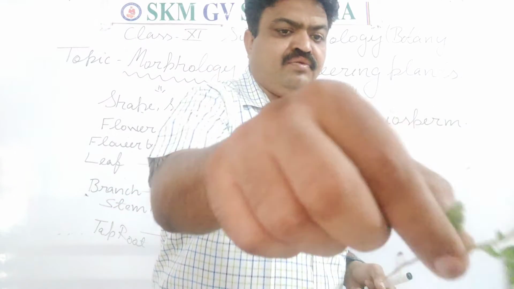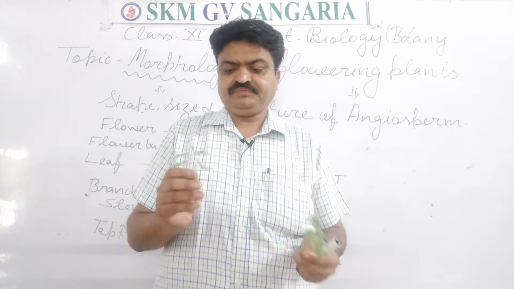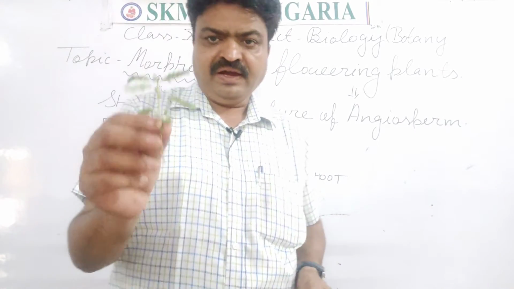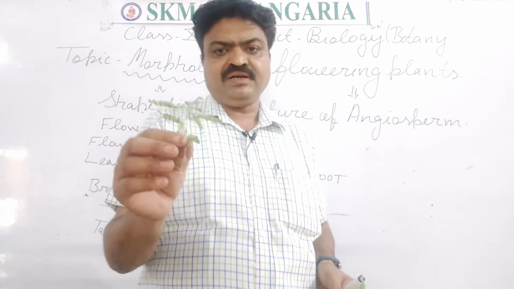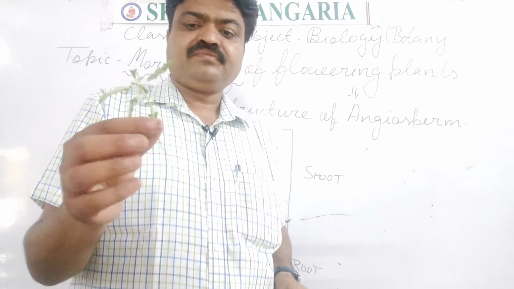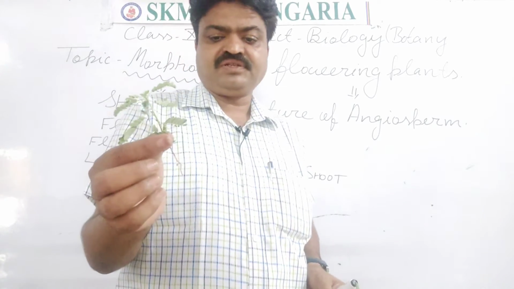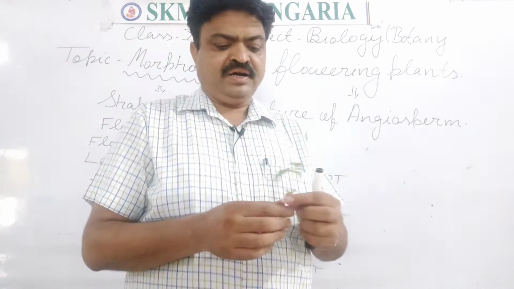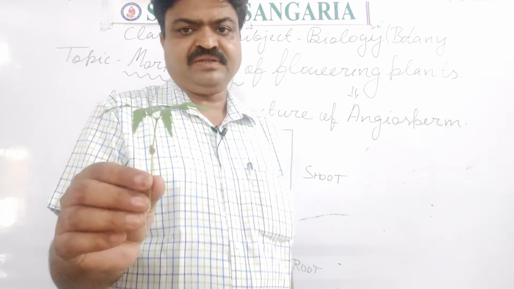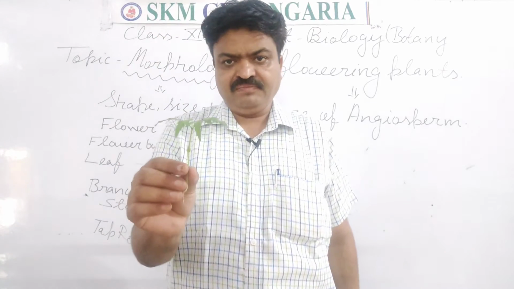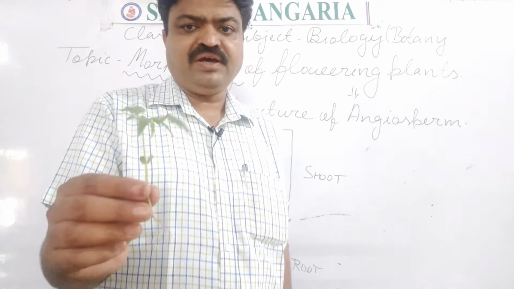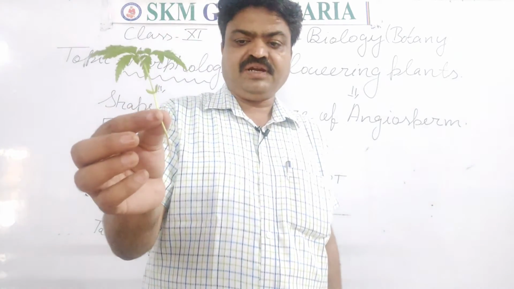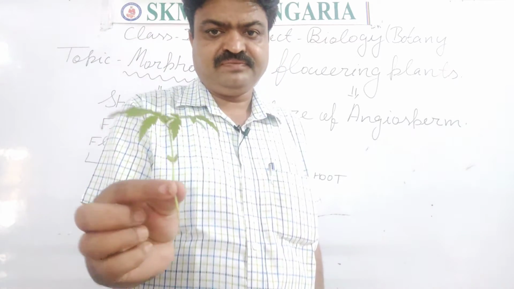Like here I have two plants, two saplings, students. It is the sapling of Mimosa pudica, and in this you can observe the external appearance, and you can observe the leaf, stem and the root. You can also observe this plant, it is Azadirachta indica, means neem, and it also has different parts like the leaf, twigs, stem and the root that you can observe.